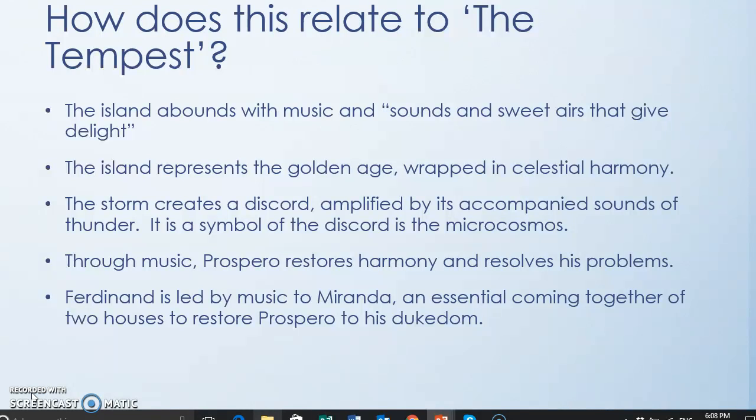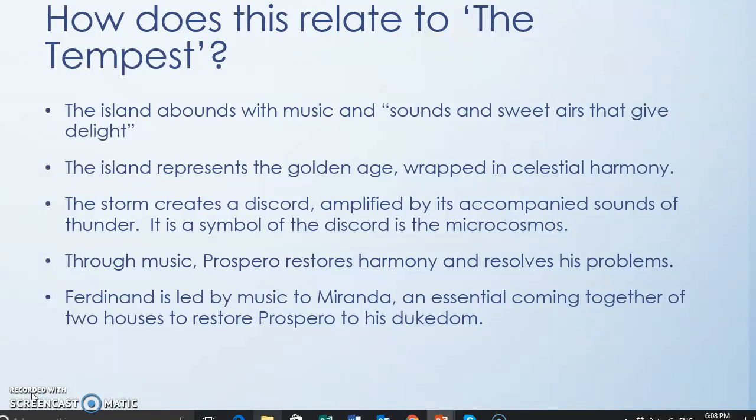And the tempest itself, that is created by Prospero, creates chaos, it creates discord, and it's amplified at the beginning when we hear the sounds of thunder. And so it becomes a symbol of the discord in the microcosmos. It's a good word to use, by the way, in your essays, maybe. And through this music, Prospero restores harmony and resolves his problems.